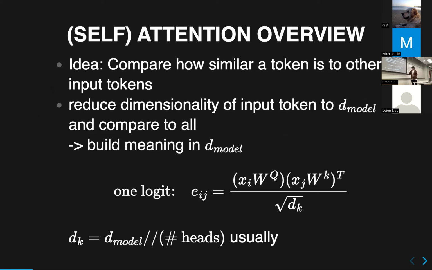And then we divide it by the square root of d_k, where d_k is the model dimension divided by the number of heads, because we can compute attention with many heads at the same time, usually 8, at least in this paper, which gives 8 different representations of attention. This is just to help computational stability.